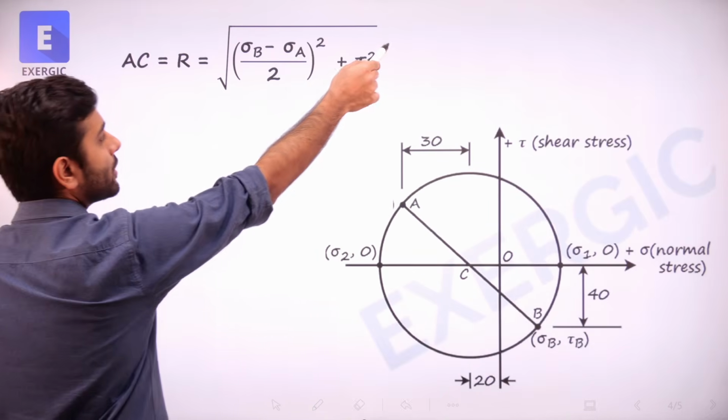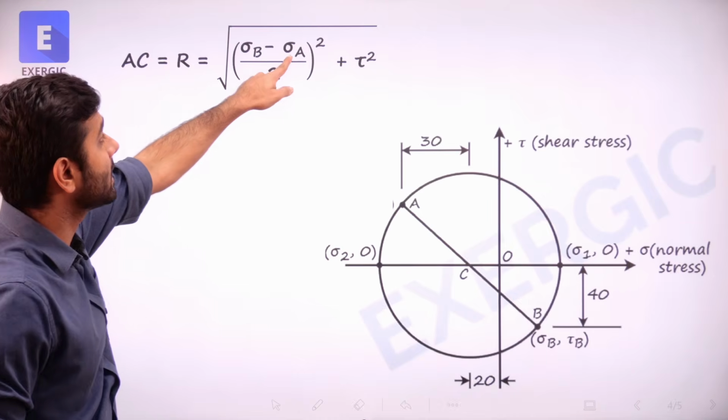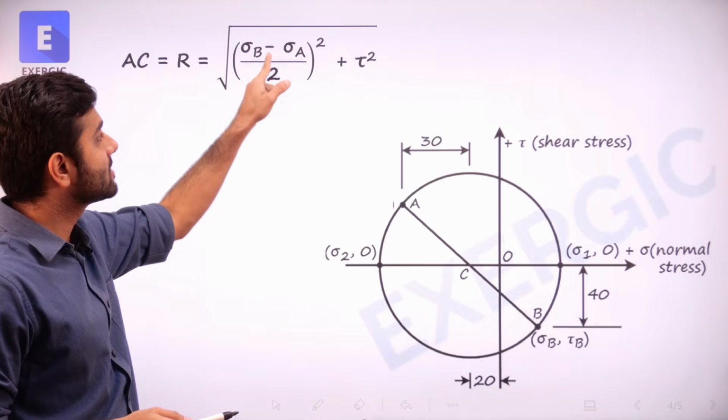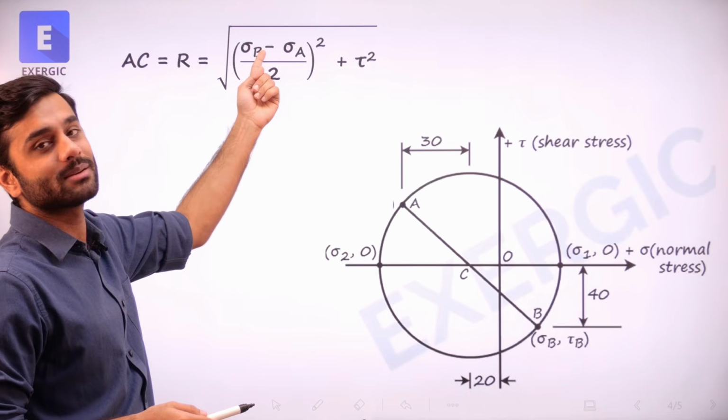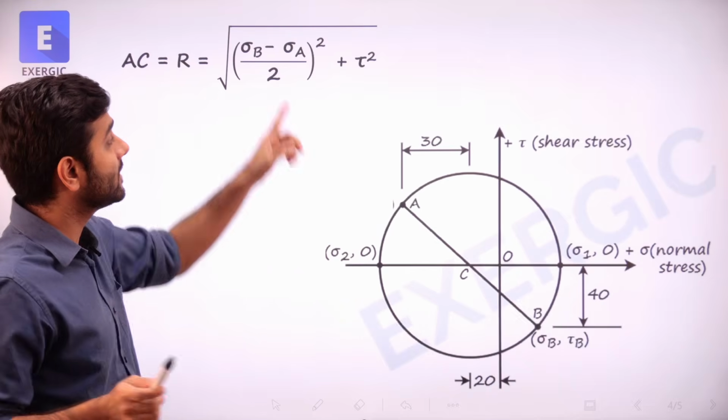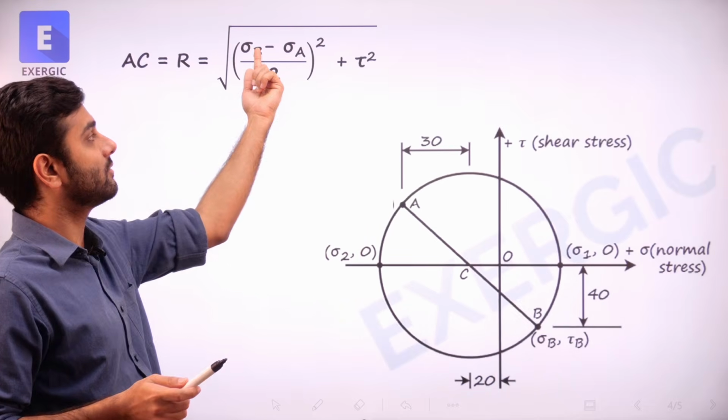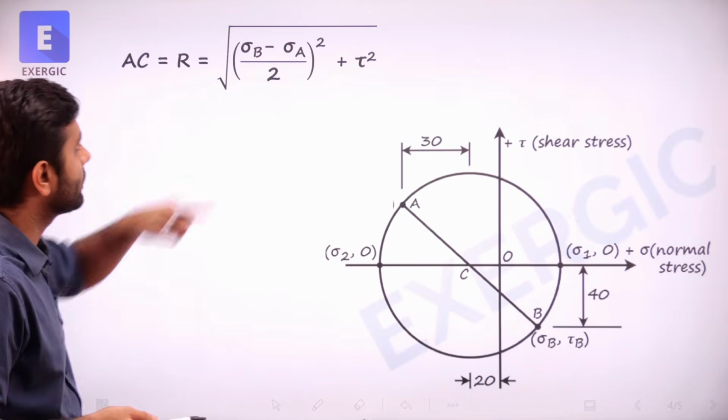Anyway, tau is going to get squared. But here, sigma A directly is not getting squared, right? Sigma A will be firstly subtracted, sigma B minus sigma A. So if sigma A is negative, it will become positive. In tau, it doesn't matter, but here it will matter.